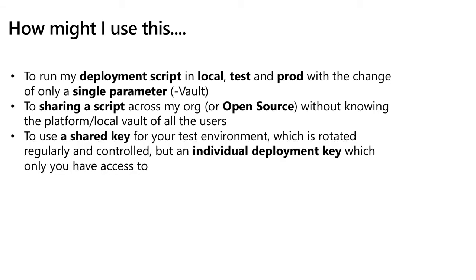Or maybe I have a shared key in my test environment that is rotated regularly that I just want to be able to access right when I need to use it. But then I also have an individual deployment key that maybe has different access that I also want to be able to access just in time to use it without having to encode these in my scripts or have challenges sharing them. So today, what I'm going to show you guys is a deployment script scenario.